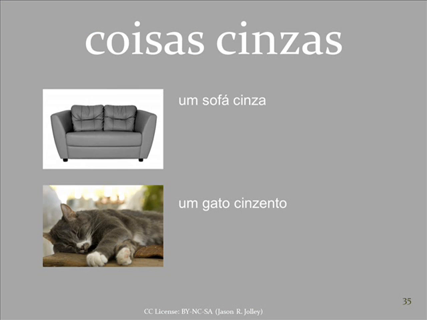Moving on to coisas cinzas, gray things or grayish things. We have sofá cinza. Notice here that even though the noun for the object sofa ends in an A, sofá, it's grammatically masculine. Sofá cinza. But the color term cinza doesn't have an inflection for gender. So this one looks wrong, but it's right. Sofá masculine, cinza. Generic color term inflection there.